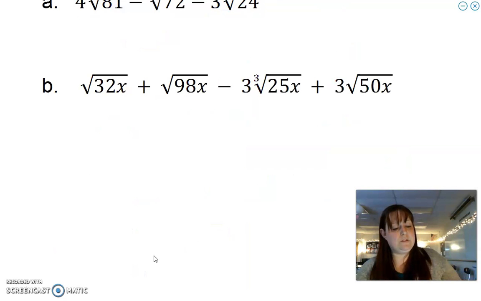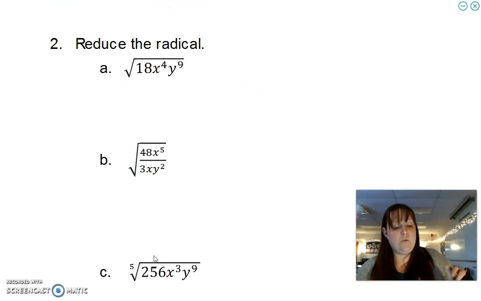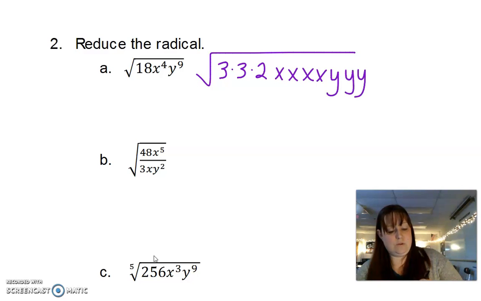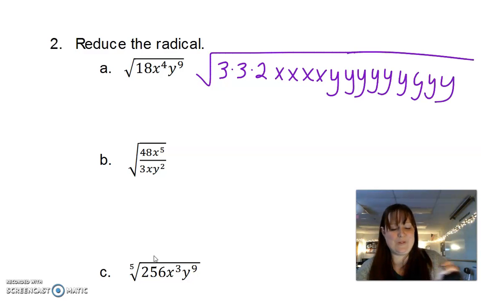All right, we're going to reduce these ones now. So the square root of 18x to the 4th, y to the 9th. There's a couple different ways we can do this, but let's do it this way. 18 is 3 times 3 times 2, because it's 9 times 2. And then this is x to the 4th, y to the 9th: 1, 2, 3, 4, 5, 6, 7, 8, 9. I'm rethinking my decision on which way to do this one.